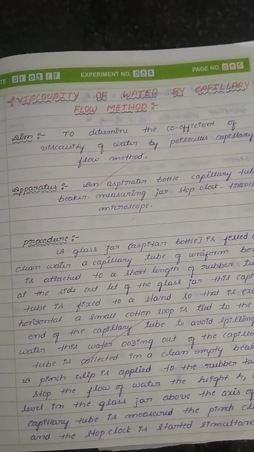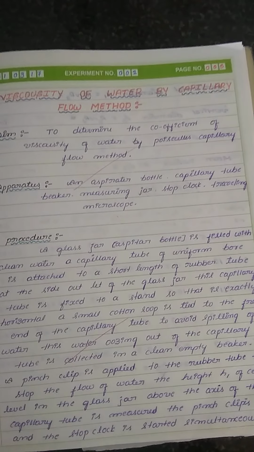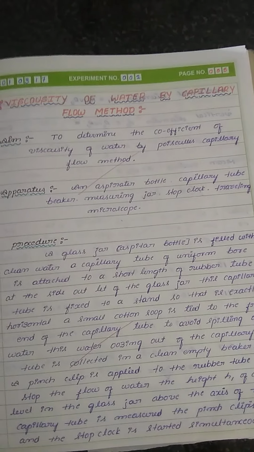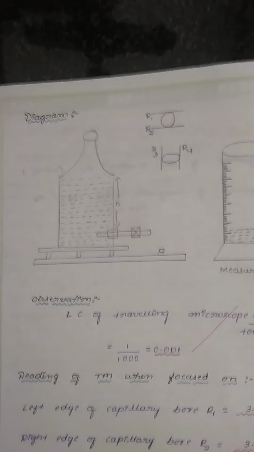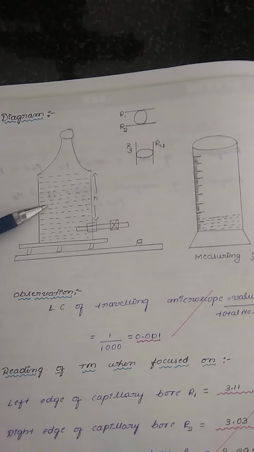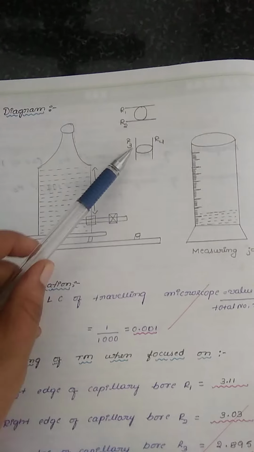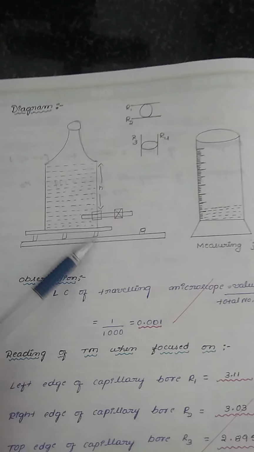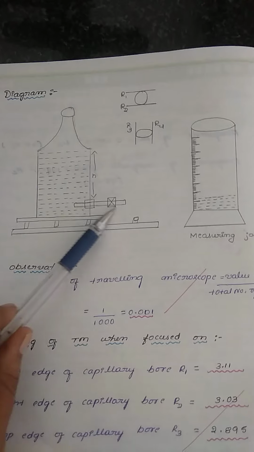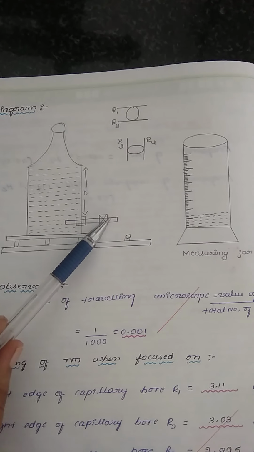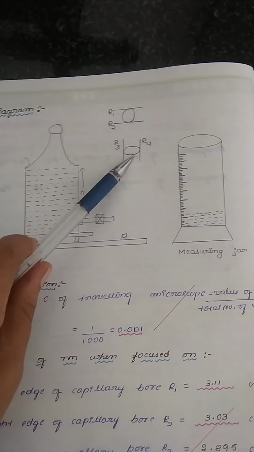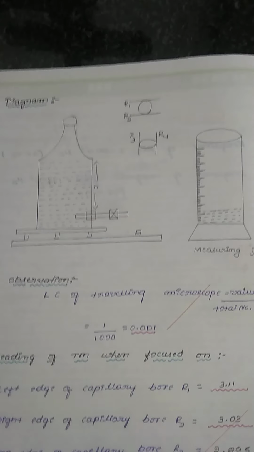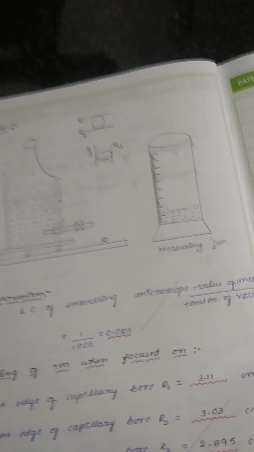The apparatus required to do this experiment is an aspirator bottle, capillary tube, beaker, measuring jar, stop clock and travelling microscope. This is the diagram that represents this experiment. Here it is an aspirator bottle, as shown in the diagram. This is a measuring jar, and this aspirator bottle is connected at the bottom to a capillary tube, and inside the capillary tube a small hole is there. That hole's diameter we have to find out using the R1, R2, R3, R4 readings, which are represented in the diagram. Okay, now we are moving to the experimental setup.